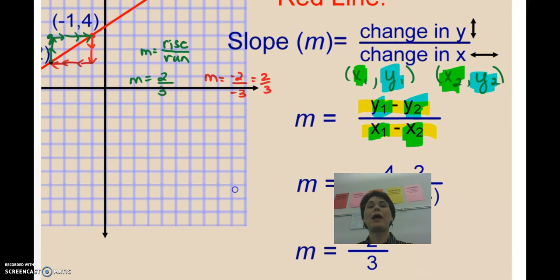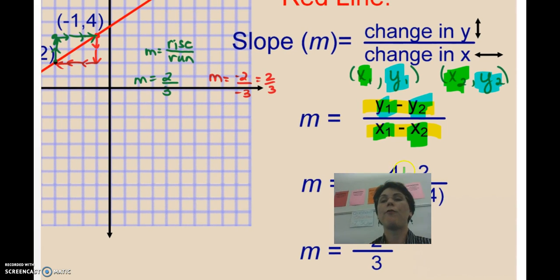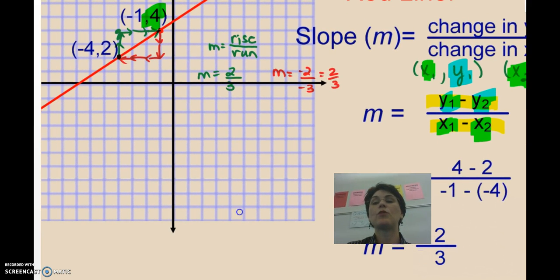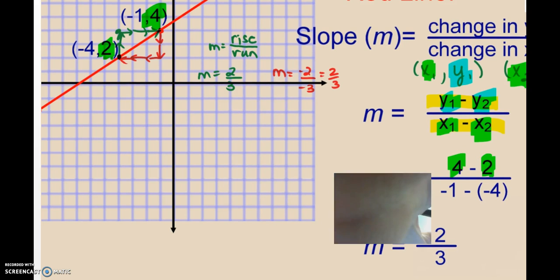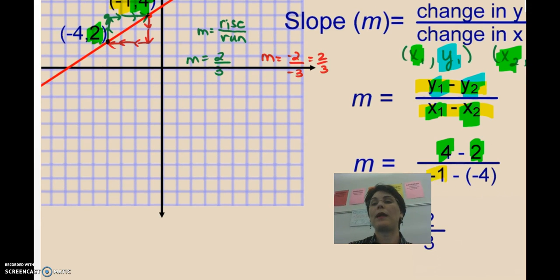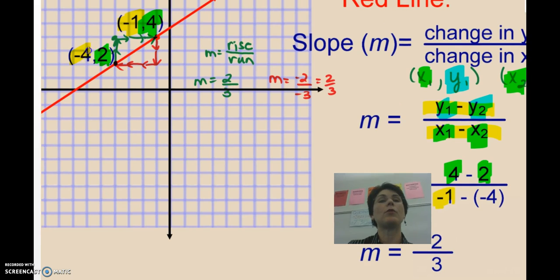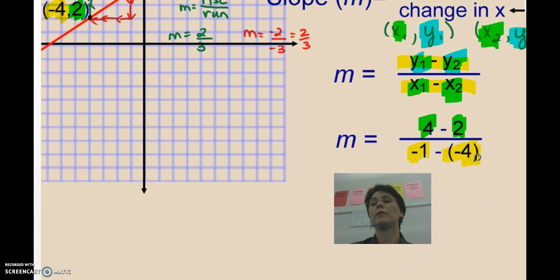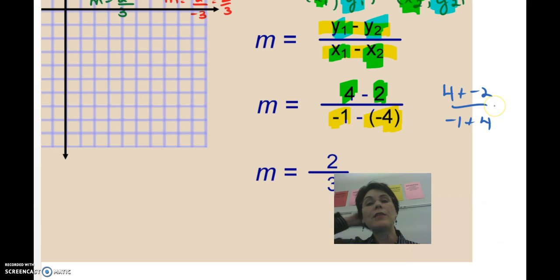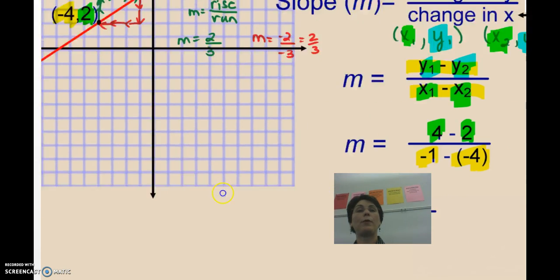So with y1 minus y2, we're going to take 4, which is our y value in this ordered pair, and then subtract -2, which is our y value in that pair. Next, we're going to take -1, which is the x value in the first ordered pair, and subtract -4, which is the x value in the second ordered pair. And keep in mind, you might want to change subtraction to addition to make this easy. So you get 4 plus 2 over -1 plus 4. And that gives you 2/3, which is the same thing that we got when we counted on the graph.